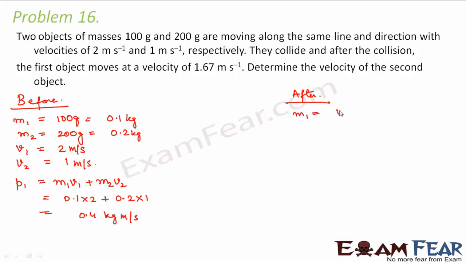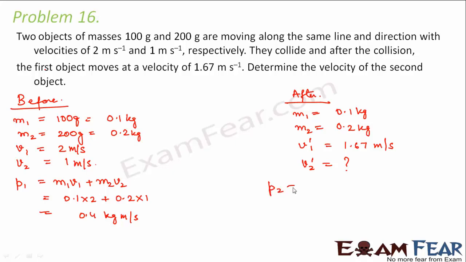Now masses will remain the same. There is no change in mass. m1 is 0.1 kg, m2 is 0.2 kg. v1 dash is given as 1.67 meter per second. v2 dash is something which we have to calculate. So the total momentum after collision would be m1 v1 dash plus m2 v2 dash. So therefore we can write this as 0.1 into 1.67 plus 0.2 into v2 dash.